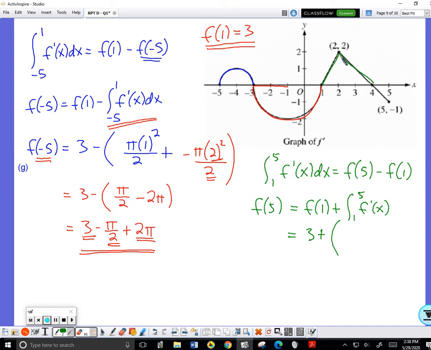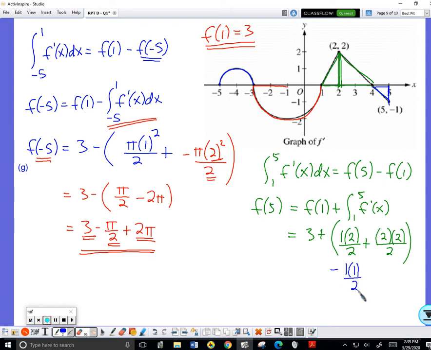4, f prime is positive. So all that area counts positively. It's 1 times 2. And then half of that again because it's a triangle. Plus 2 times 2, and half of that because it's a triangle. This portion of f prime has negative y coordinates, so that counts negatively. So it should be minus 1 times 1 divided by 2.